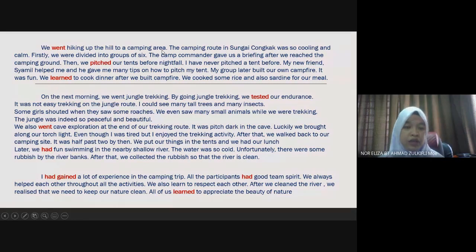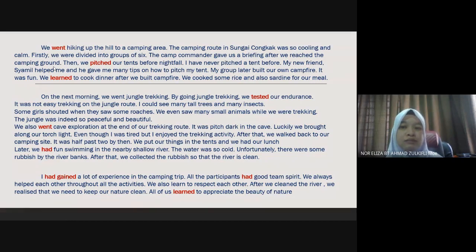Everybody just bear with me, okay? The camping route in Sungai Songkak was so cooling and calm. Firstly, we were divided into groups of 6. This is the ice-breaking part. Remember, Bon? The camp commander gave us a briefing after we reached the camping ground. Then we pitched our tents before nightfall. I have never pitched a tent before. My new friend Shamil helped me and he gave me some tips on how to pitch my tent.